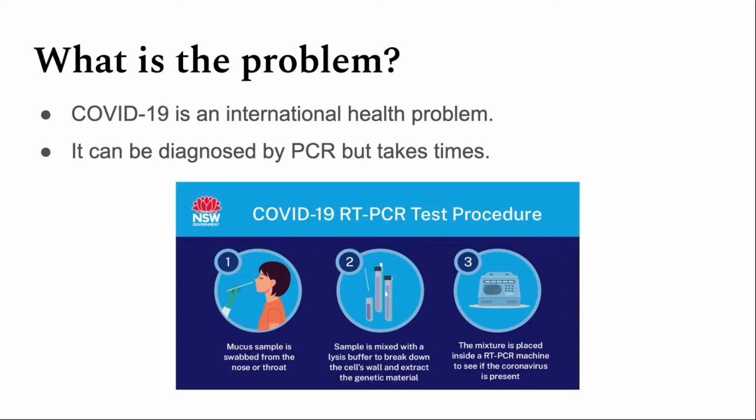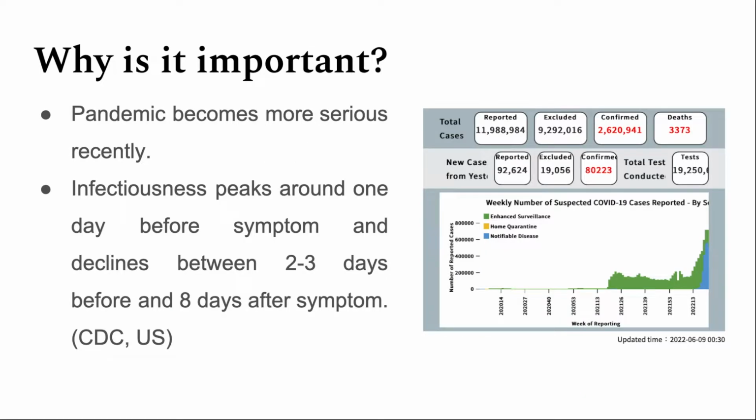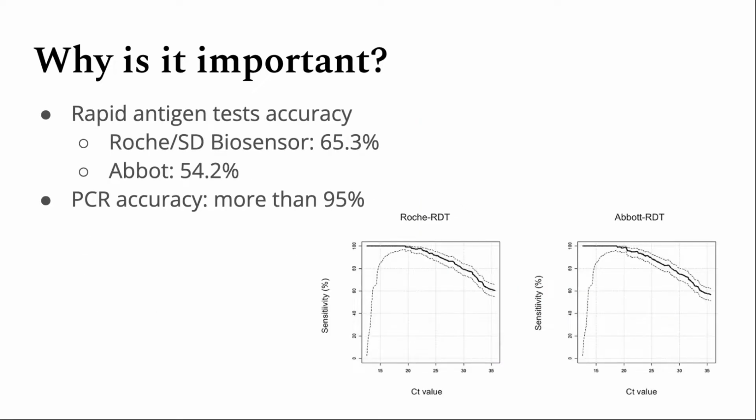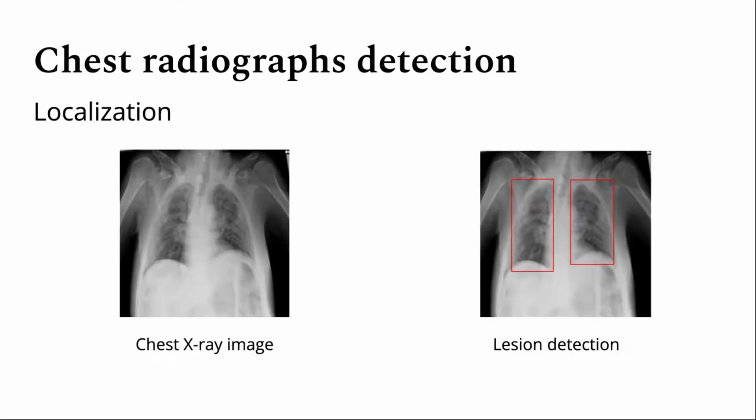COVID-19 is an international health issue. Though it can be diagnosed with PCR, it takes so long to get the results back. More and more people need to get tested as the pandemic is getting worse these days. To reduce the burden on the overwhelmed medical system, faster diagnostic methods have been introduced, such as the rapid antigen test. However, the accuracy is not as good as PCR. So we would like to present a method to detect COVID-19 lesions with radiographs.